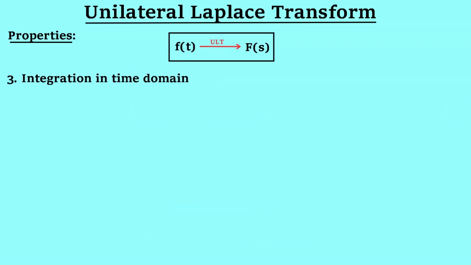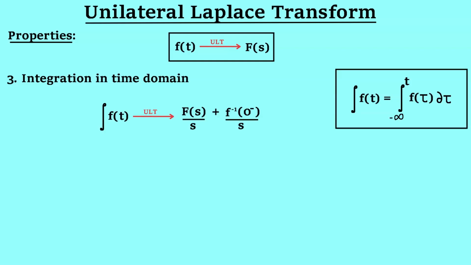The third property is of integration of function f(t) in time domain. If we are supposed to find the unilateral Laplace transform of the integral of function f(t), then it will be equal to the Laplace transform F(s) divided by s, plus the value of the integral of function f(t) just before t equal to 0, the whole being divided by s.